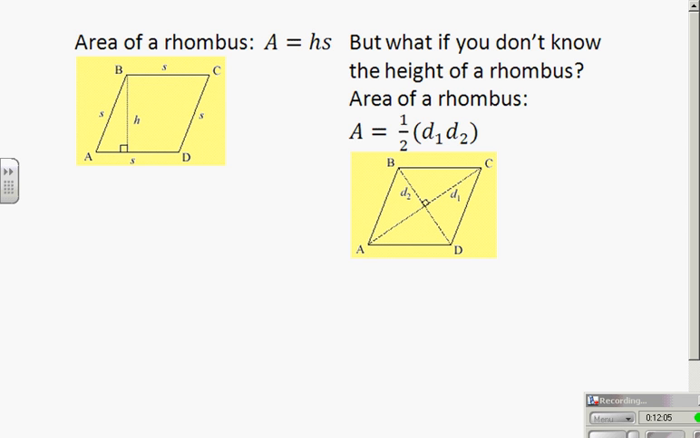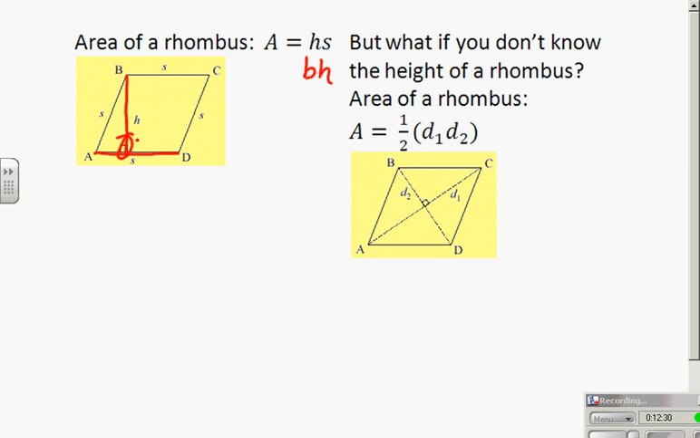Now, a rhombus is another figure that you maybe haven't seen the area formulas for. There are two different ways. Area equals h times s, which is another fancy way of saying base times height. Again, right angle, the side that connects. Looks a lot like a parallelogram formula, and if you remember, a rhombus is a special parallelogram, so that makes sense.